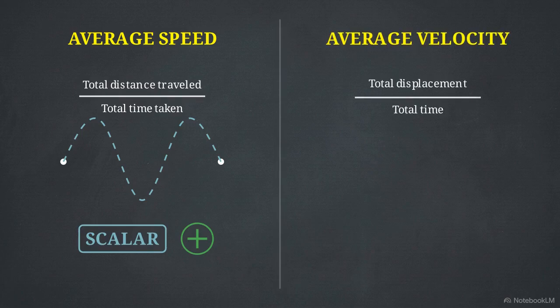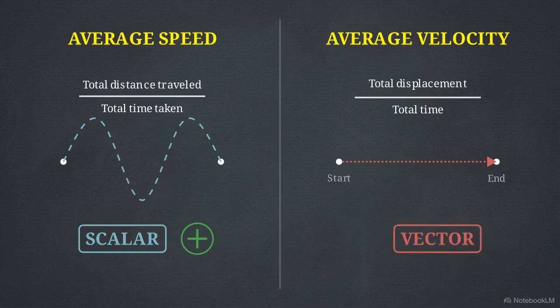Average velocity, instead, measures the total displacement over the total time. Since displacement tracks the straight line change in position from start to finish, it includes a specific direction. This makes average velocity a vector quantity, which can be positive, negative, or zero.